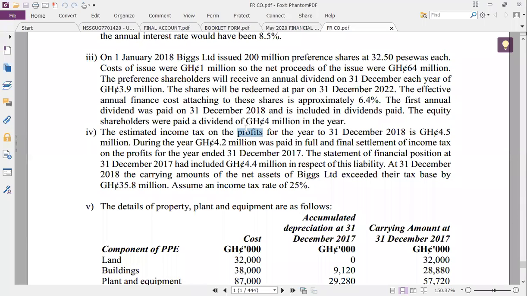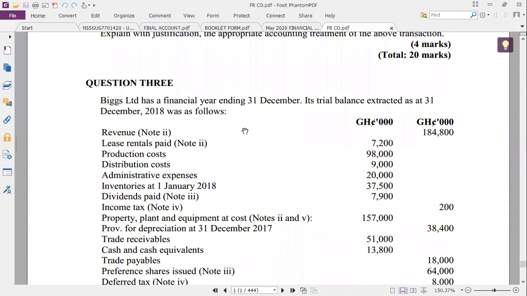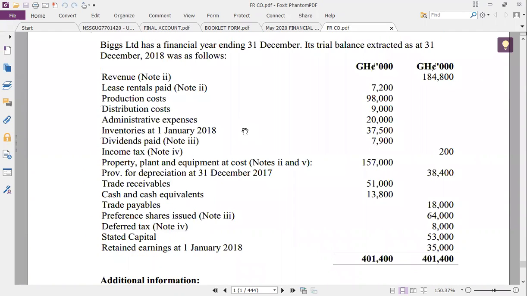Let's go to the trial balance. It will appear there, and you quickly relate it. If you see current year tax or tax standing on its own in the trial balance, it represents under or over. If it's a debit, it's under. If it's a credit, it's over. That's all. So locate it for me.